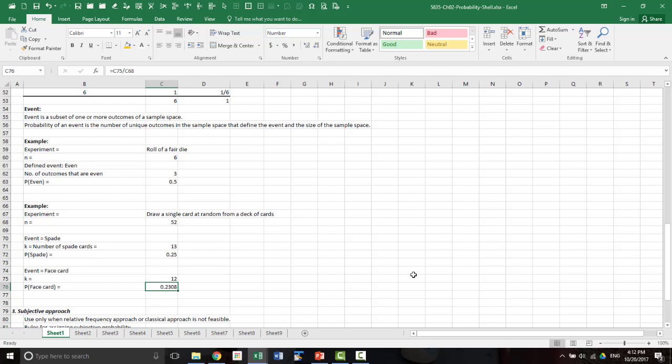So that is event and event probability. Okay, an event is a subset of one or more of the unique outcomes in the sample space, and the probability of an event is how many of the outcomes in the sample space are defined by the event divided by the total number of outcomes in the sample space, which is n.